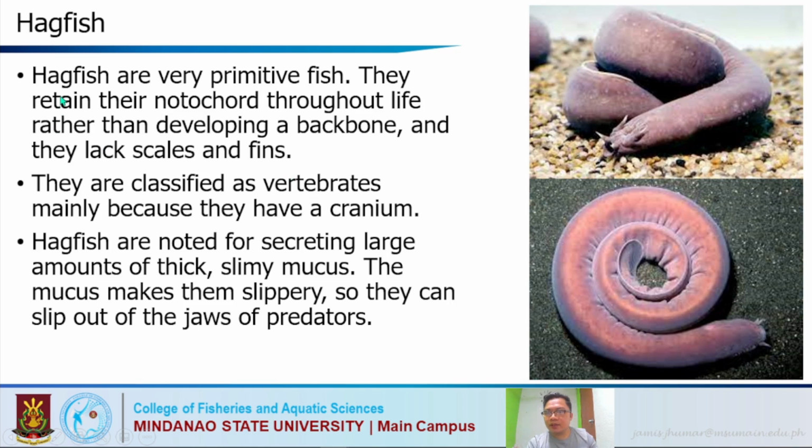Now, let's first take a look at the hagfish. Hagfish are very primitive fish. They retain their notochord throughout their life rather than developing a backbone, and they lack scales and fins. Now, this makes this organism unique because basically they do not have the backbone, but instead they retain their notochord that is supposedly to be developed as a backbone. And they are classified as vertebrates because they have a cranium.